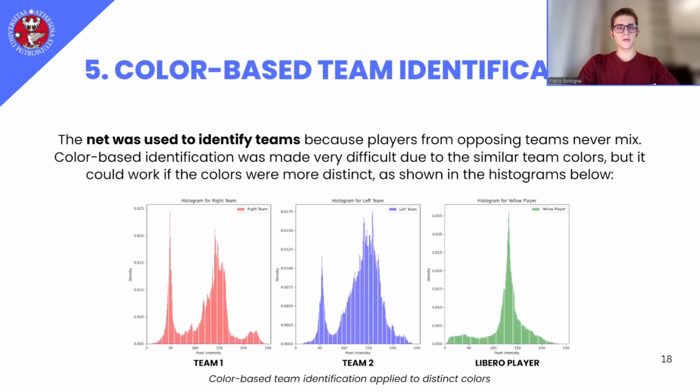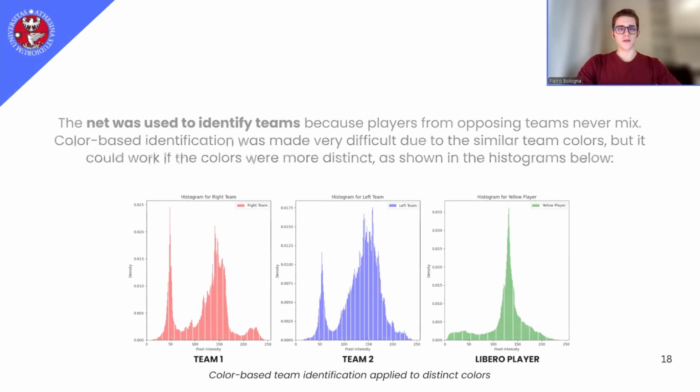For color-based team identification, the net was used to differentiate teams, as players from the two teams never mix. In our case, color-based identification was very difficult due to the similar team colors, and it could be possible if the team colors were more distinct. As illustrated in the figure, the left and center histograms, which are the colors of the two teams, are very similar. Instead, the player with a yellow uniform, the libero, can be easily distinguished.